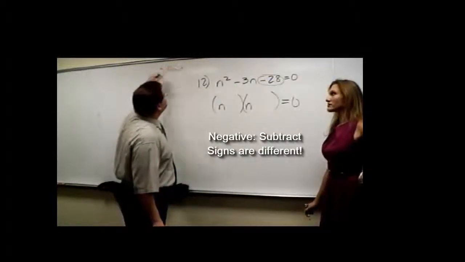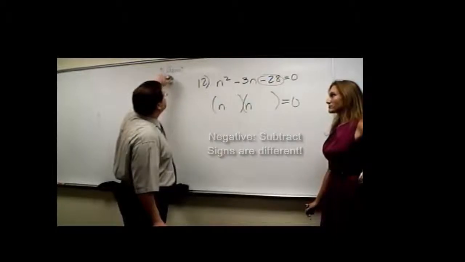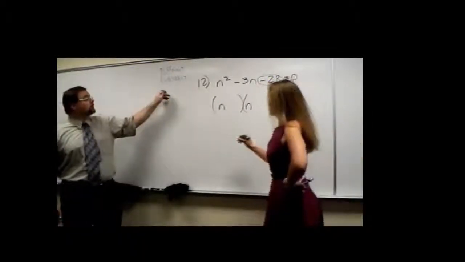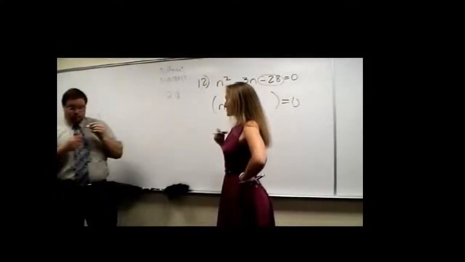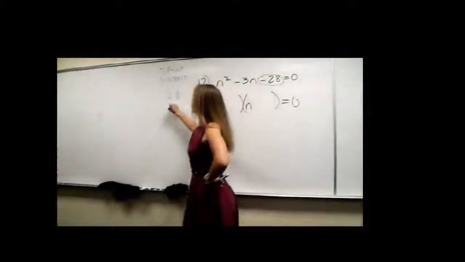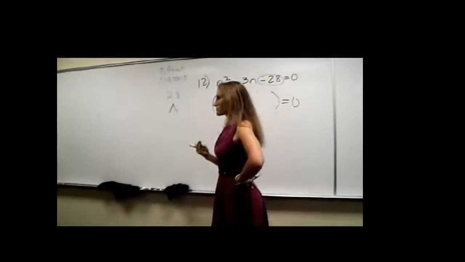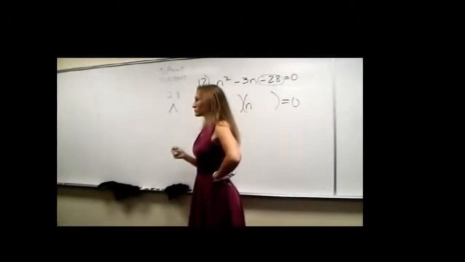And we are going to subtract the factors to make the middle. So in this case, we're going to look at 28, and we're going to find the factors that subtract to make 3. Do not add, we're subtracting. So what factors of 28 subtract to make 3?